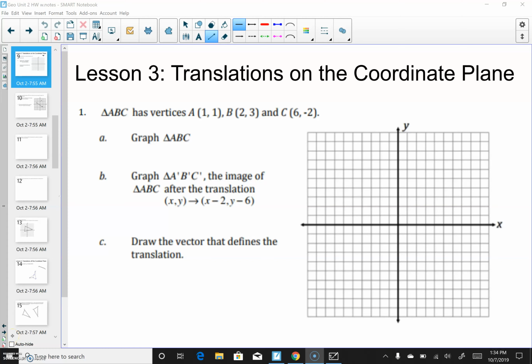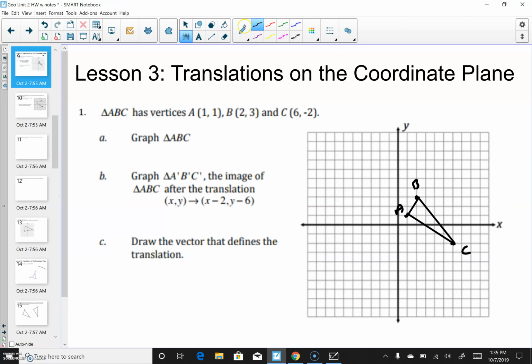Lesson 3's homework is going to be translations on the coordinate plane. So we're working on sliding our shapes around the graph based on what our rule is going to be. For the first one, for triangle ABC, we'll start by graphing it. We've got A (1, 1), B (2, 3), and C (5, -2). So there's triangle ABC, and we'll connect it to make sure that we have a triangle.